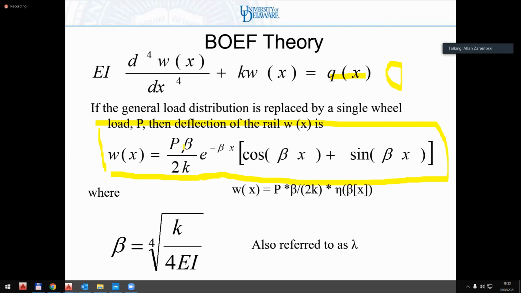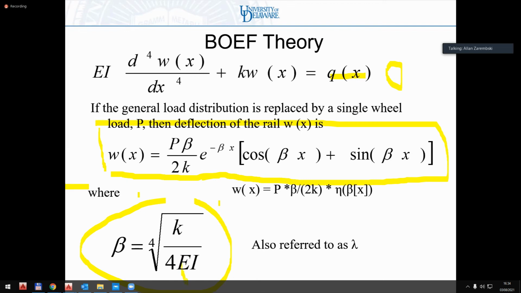W of x is equal to P beta over 2K e to the minus beta x times cosine beta x plus sine beta x, where beta is the fourth root of K over 4 EI. So let's go over our units. K is my foundation stiffness, in kilonewtons per millimeter, which is also in pascals.